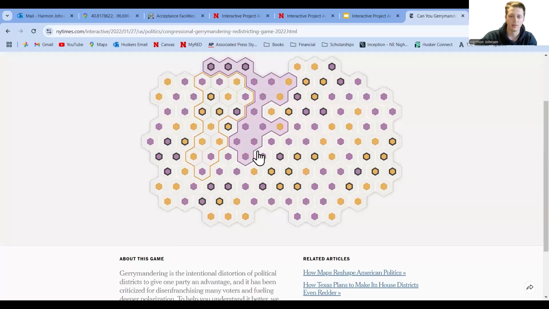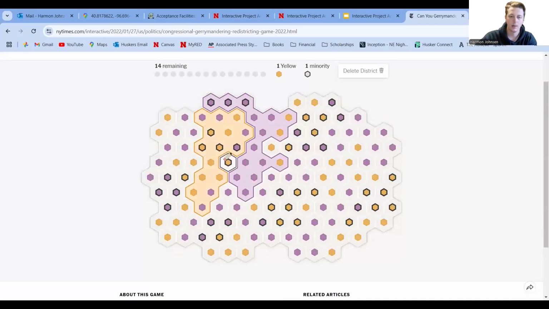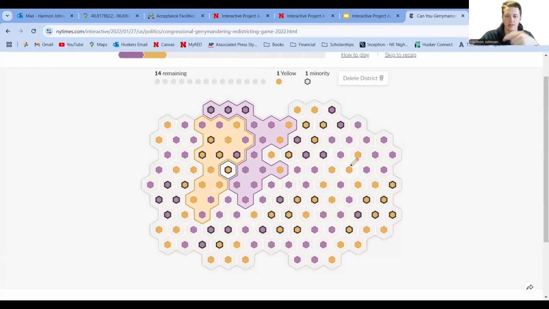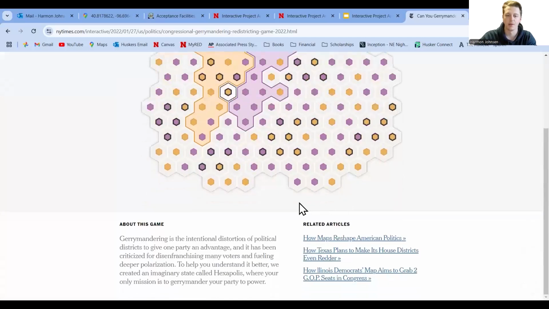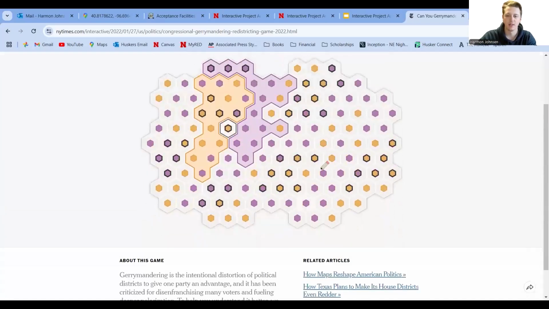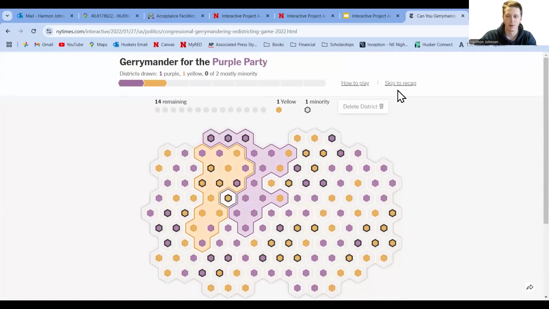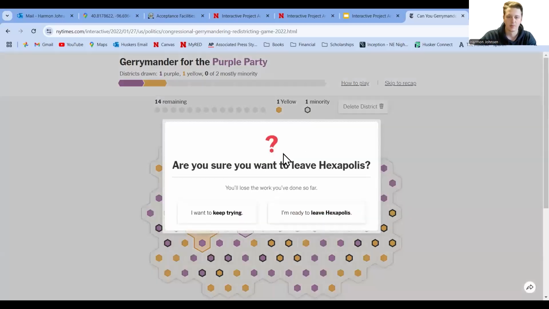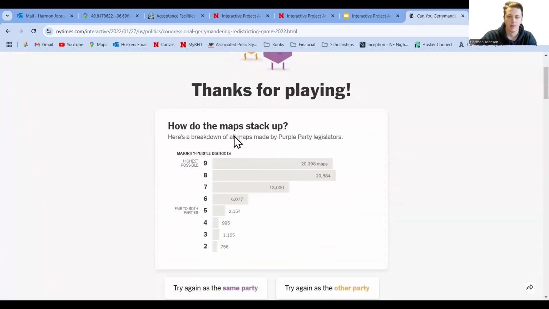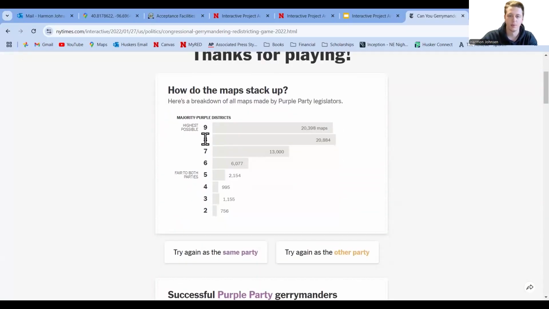I won't spend too much time on this. I'm just going to basically click and drag willy-nilly. The goal here is, you should try and sit down and do this over the course of a few minutes. Take some time. There is an option to skip, so that's what I'm going to do here. But you get the idea of the game. It's pretty straightforward. I'll skip to the recap. And then it gives you the results. So the people that play the game, here are the results. The highest possible number of purple maps you can get is 9.